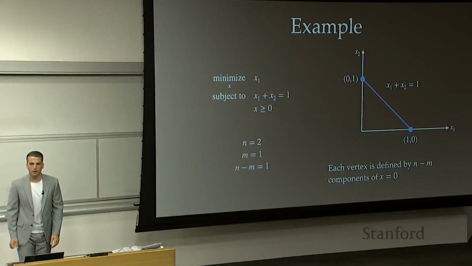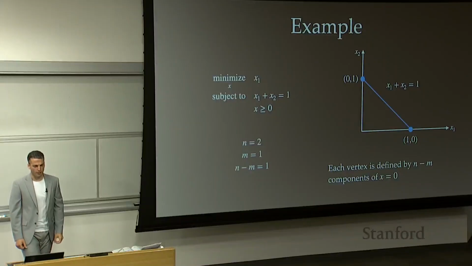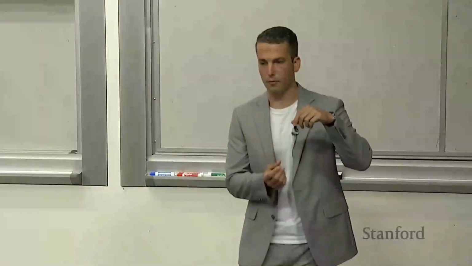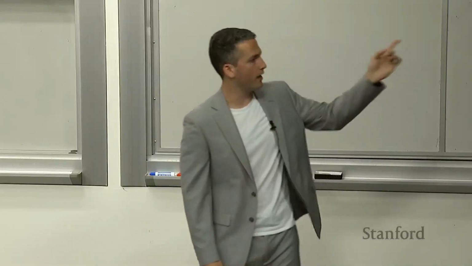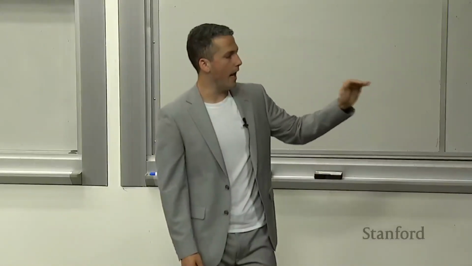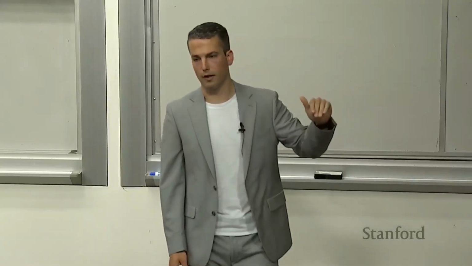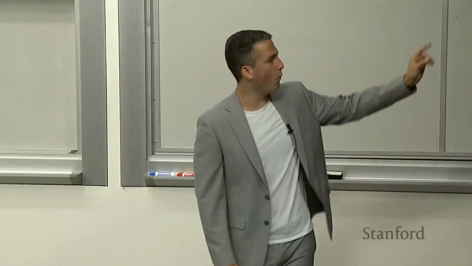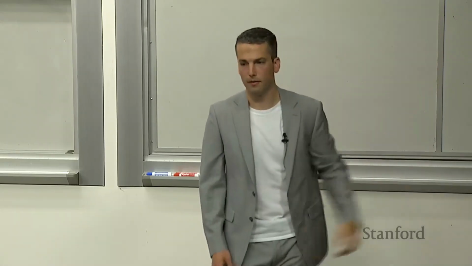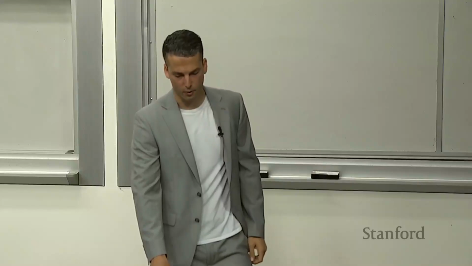Yes? Sorry, can you just go over what n and m are? Yes, so n is the dimension of our x, so how many variables we have in this problem. We have x1 and x2, so we have 2 variables, which is n. And m is the number of equality constraints that we have. Here we have one equality constraint, which is x1 plus x2 equal to 1. And we'll see that in this linear algebra interpretation.